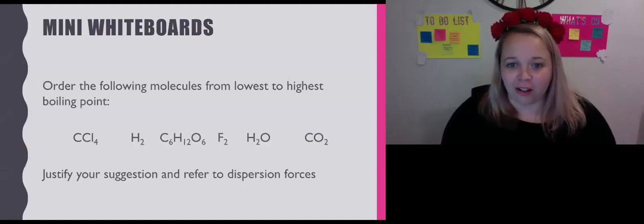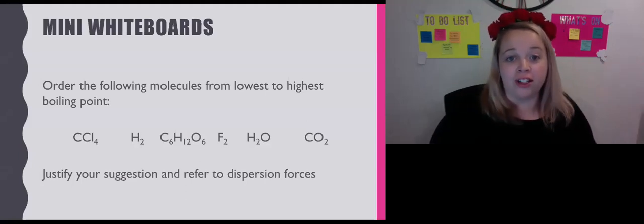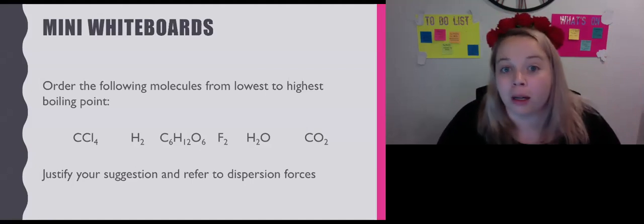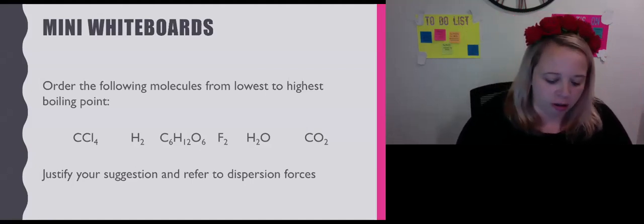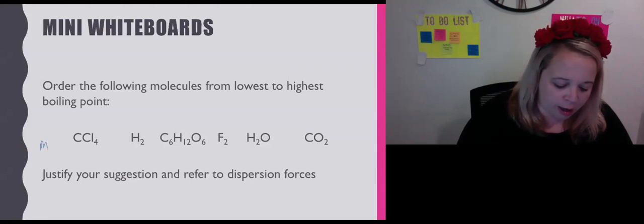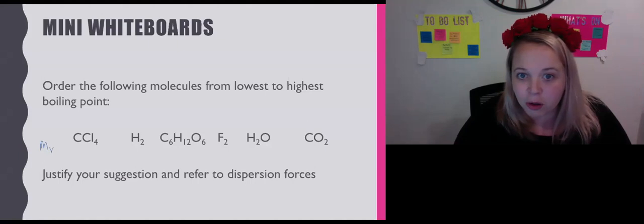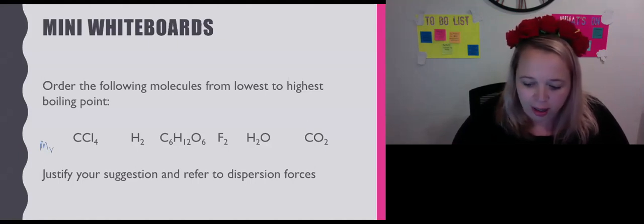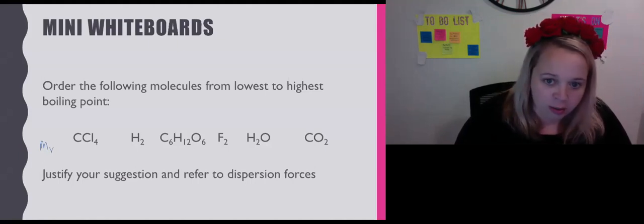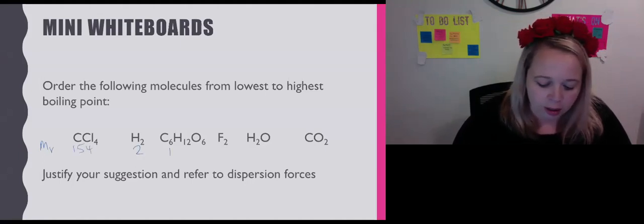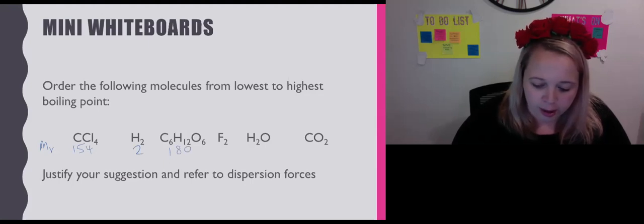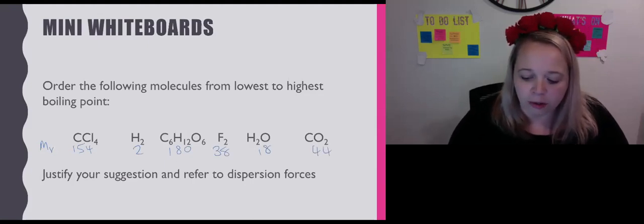All right, so let's give it a go. What is the first thing that you did? What I'm hoping you're going to say is that you've gone through and figured out what the MR of each one of these is. So I'm just going to go through. If you haven't done that, pause and do it yourself and see if you can get there. So the first one, 154. This one is 2. This one is 180. This one is 38. This one is 18. And this one is 44. Okay, so that should be the first thing that you do.